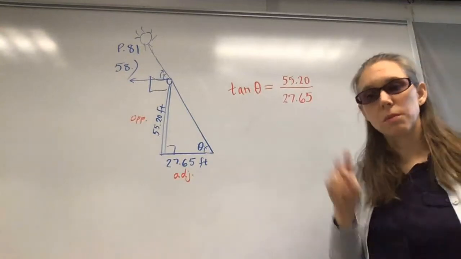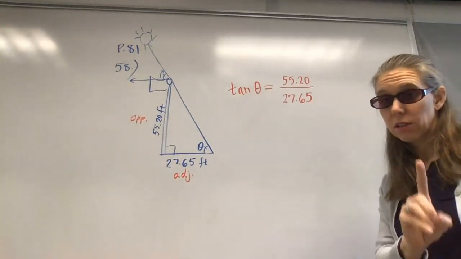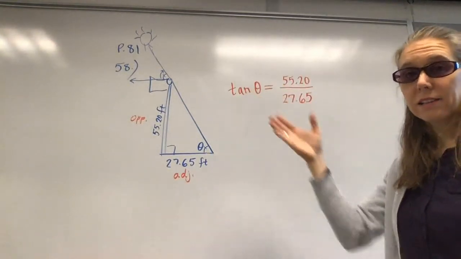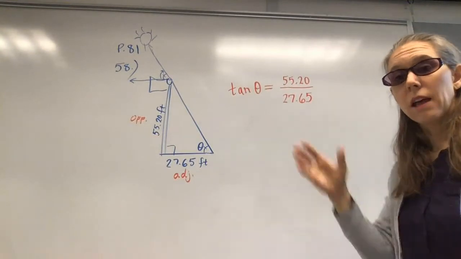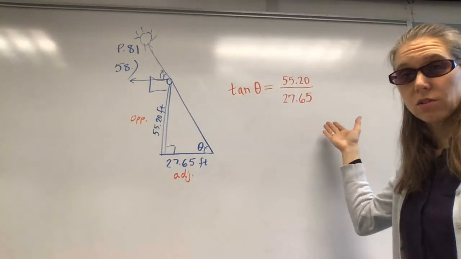So far there are 2 pieces of required work. 1, a diagram that's fully labeled, including with a right angle and your variable and any lengths that are given. And 2, a tangent or a sine or a cosine equation that is going to show the ratio.